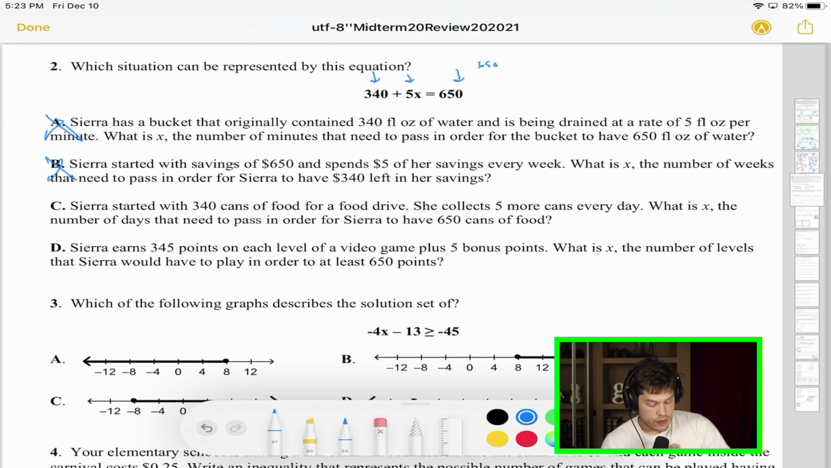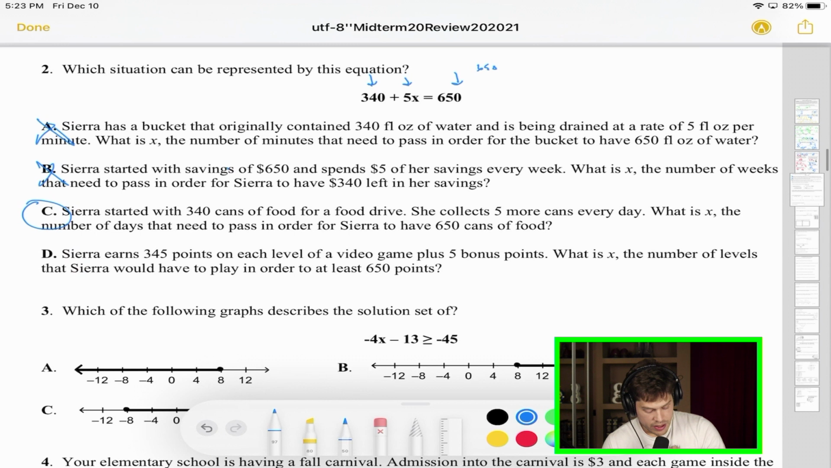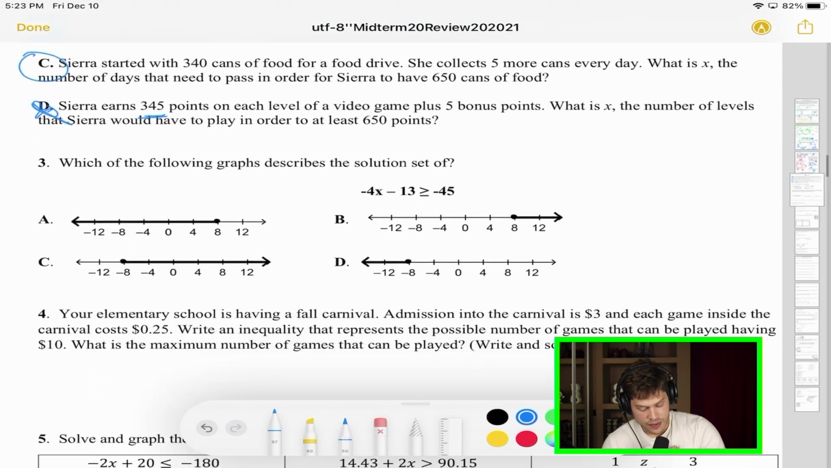Sierra started with 340 cans of food. She collects 5 every day. What is x, the number of days she needs to pass in order to have a total of 650? Okay, that's exactly what we talked about. Okay, and let's just read D to make sure it's wrong. Sierra earns 345 points. Okay, why is it 345 whenever it's 340? So that's wrong. So C is our answer.